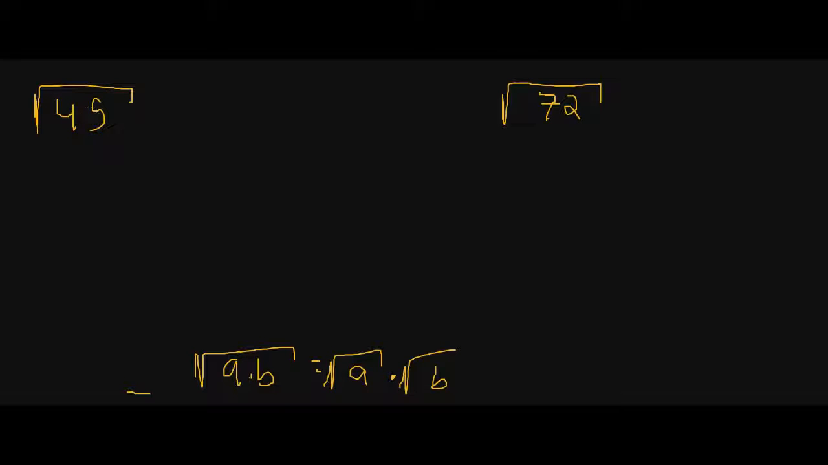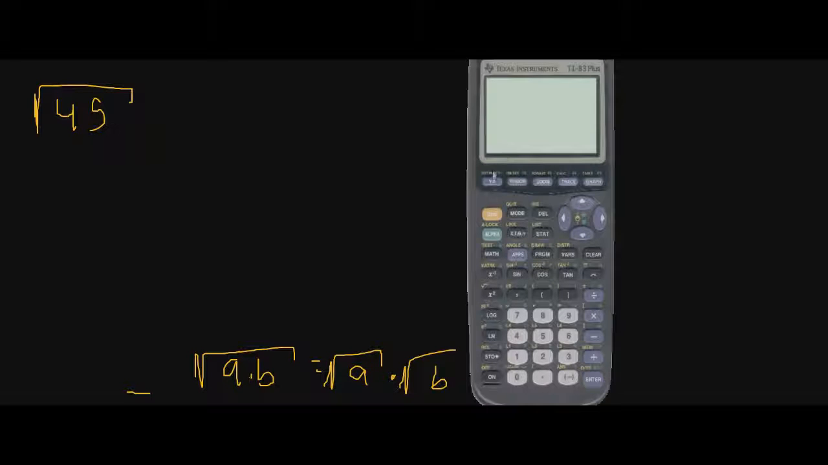If I go to my calculator right now and try the square root of 45, I'm going to get a decimal answer. Whereas if I do something like the square root of 16, I get a whole number because 4 times 4 is 16. The square root of 45 is not a perfect whole number, so it's going to give us a decimal answer. We don't want a decimal answer. We want to reduce this to its simplest form.